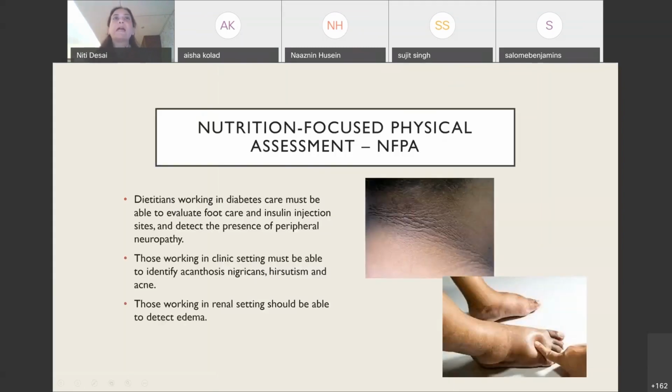The fifth factor which has been added is nutrition focused physical assessment, what they call NFPA. For example, dietitians working in a diabetes setting must be able to evaluate foot care, suggest foot care, how to take care of foot care. They should be able to examine insulin injection sites and even detect the presence of peripheral neuropathy with simple tools. Those working in an outpatient or clinic setting must be able to identify acanthosis, hirsutism, acne. Those in the renal setting should be able to detect edema.